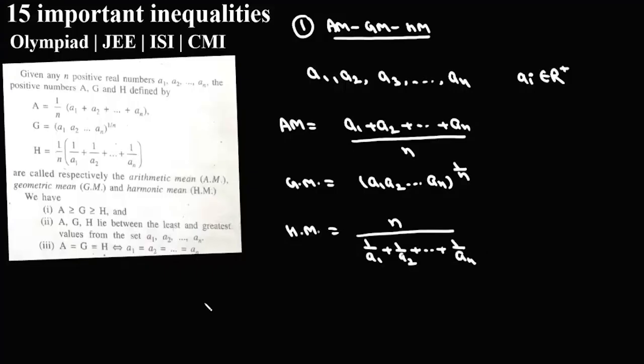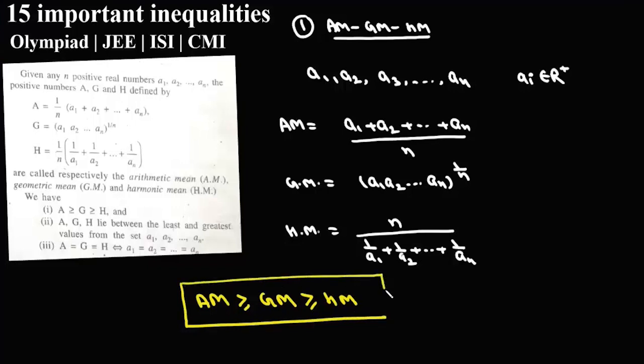Now the relationship between the three means is that arithmetic mean is always greater than or equal to geometric mean, which is always greater than or equal to harmonic mean for positive real numbers. Now here we have two cases. Case 1, we have this equality sign: AM is equal to GM and equal to HM if and only if all the numbers are the same. So this equality is only possible when all these numbers are the same.